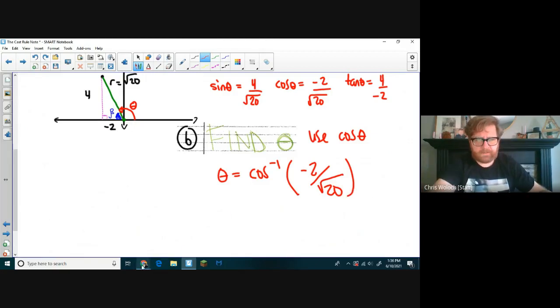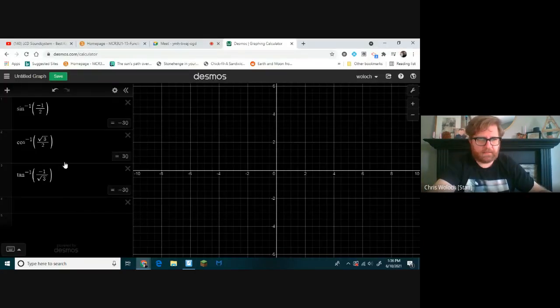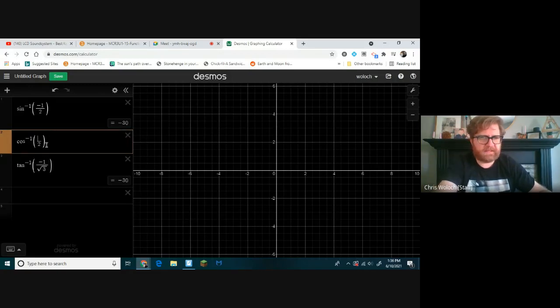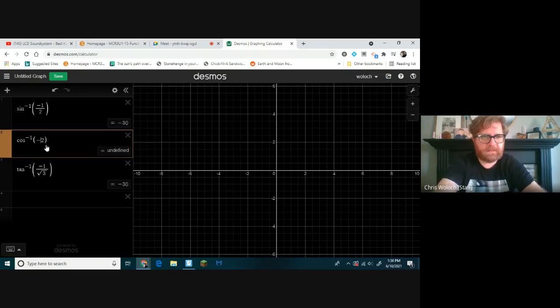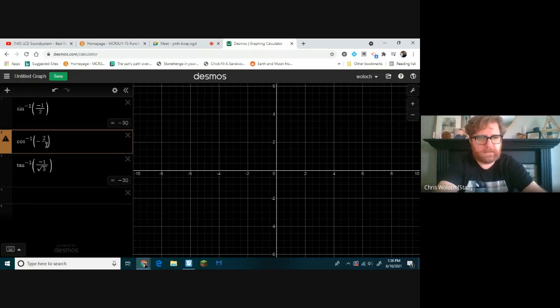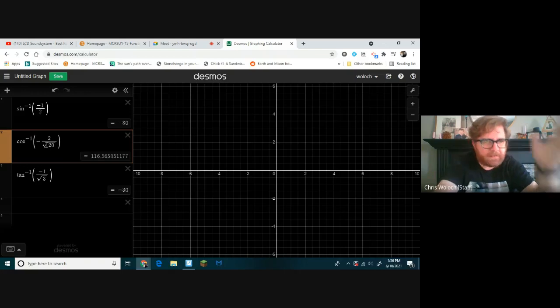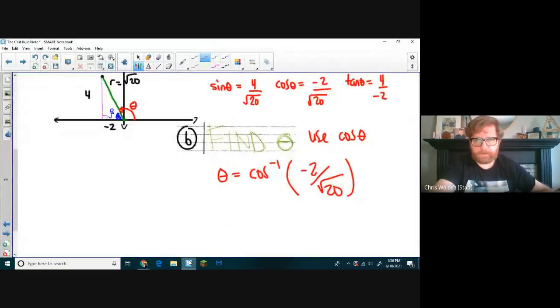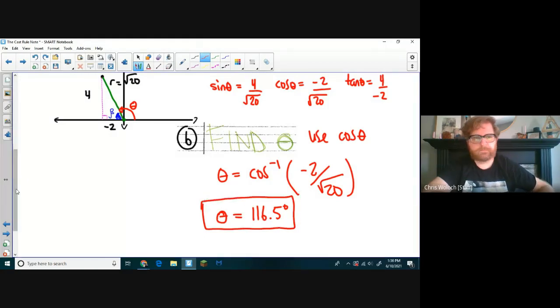And then again, if I go to my decimals calculator, I'll go to my cos part. So it's -2 over square root 20. And so I get 116.5. So I know I'm in quadrant 2, which is good. Okay. So theta is 116.5 degrees.